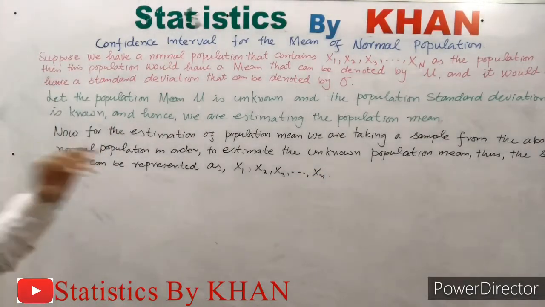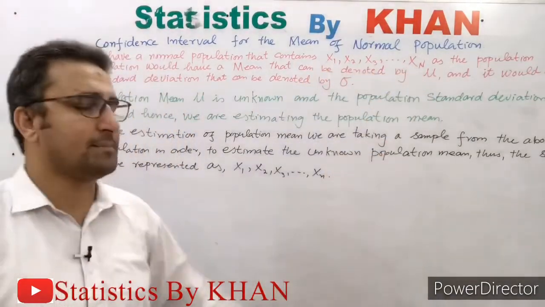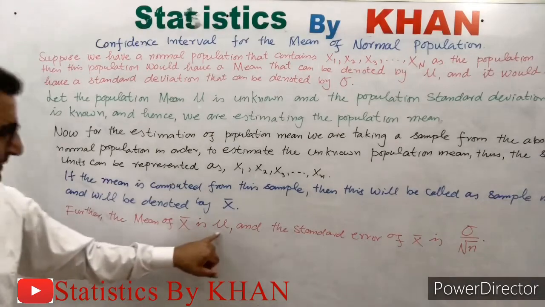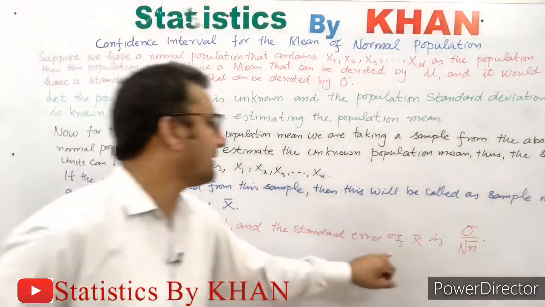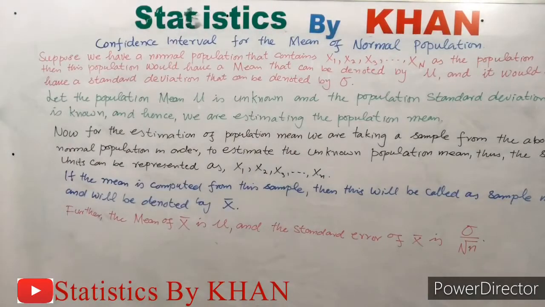So this is the differentiation between the population general observations and the sample general observation. Now, if the mean is computed from this sample, then this will be called a sample mean and will be denoted by x bar. Further, we know that the mean of x bar is mu and the standard error of x bar is sigma over root n. So these are facts, and on the basis of these facts we will construct the confidence interval.